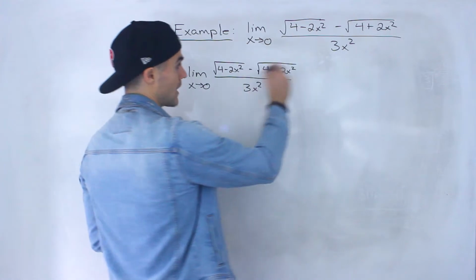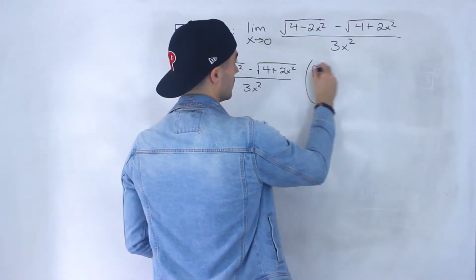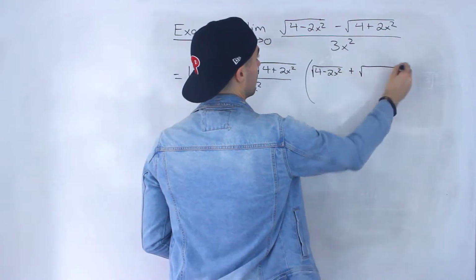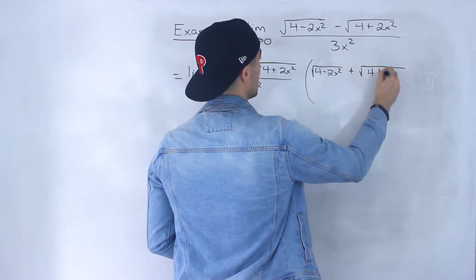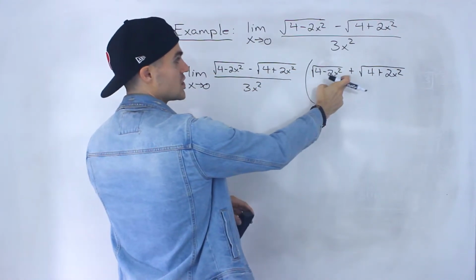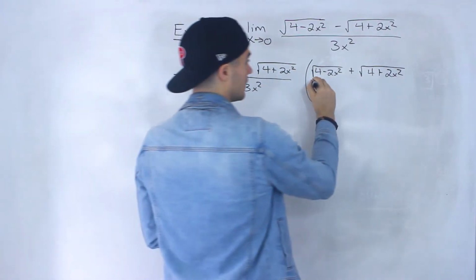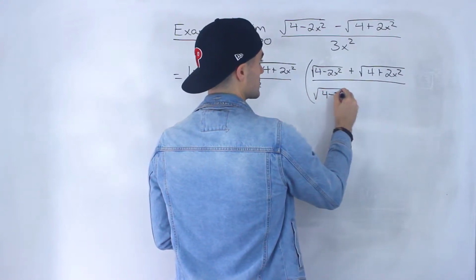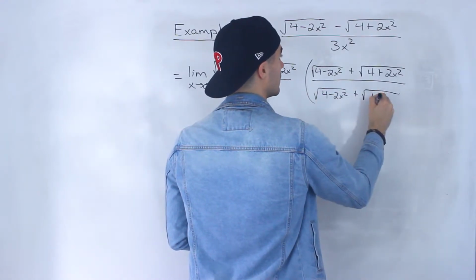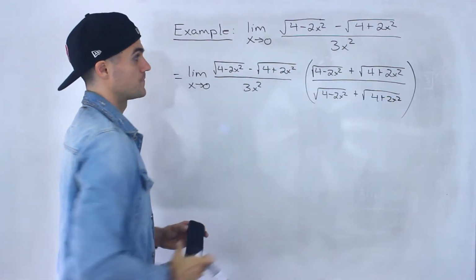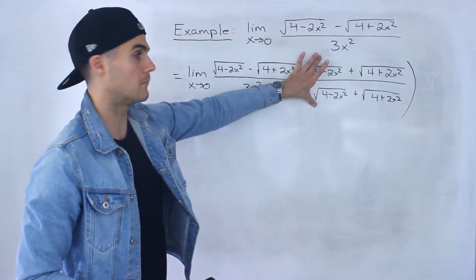So what we would do is rationalize that numerator. We would multiply by the conjugate. Basically, these two terms are staying the same, and we're just changing that sign in the middle. And this is going to be all over that same expression. So it's like we're taking this expression here and just multiplying it by 1.